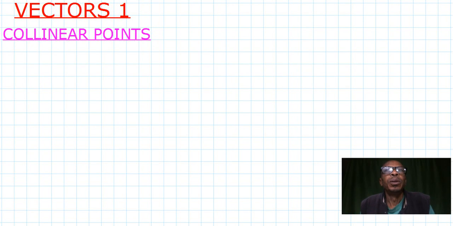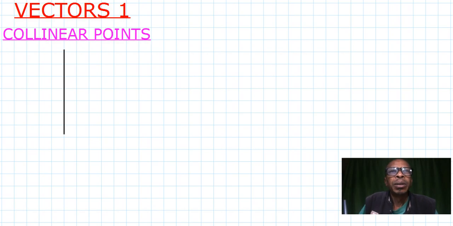Welcome to today's lesson, and in this lesson we are going to look at collinear points. The word collinear, or collinear points, means points that lie on the same straight line. We can demonstrate that using the Cartesian plane.